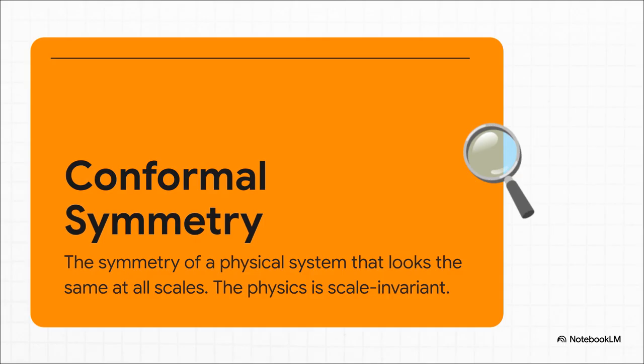So what is it? It's the symmetry of a system that looks the same no matter the scale. Think about it. It's physics where size just doesn't matter. You could zoom in forever or zoom out to infinity, and the laws of physics would look exactly the same. It is the absolute peak of simplicity.